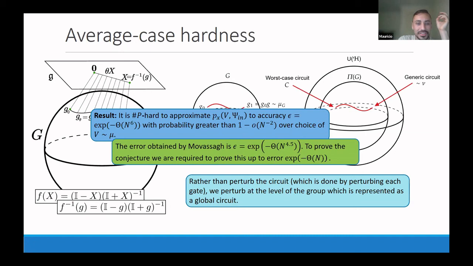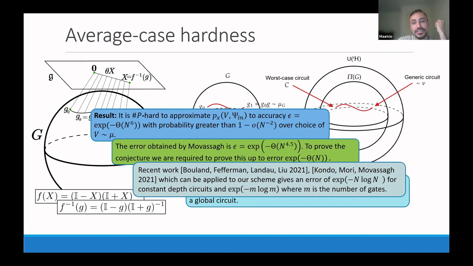And this is what very recent work by Bouland et al. and Kondo et al. have done. The techniques they use actually apply for our case as well. What they have shown is that the error for the hardness is 2 to the minus n log n. So this is almost there, except by a logarithmic factor. That makes you hope that maybe this will be proven, but we'll see. It seems very hard. It seems that very different techniques from the things I've shown here are required. So we'll have to see about that.